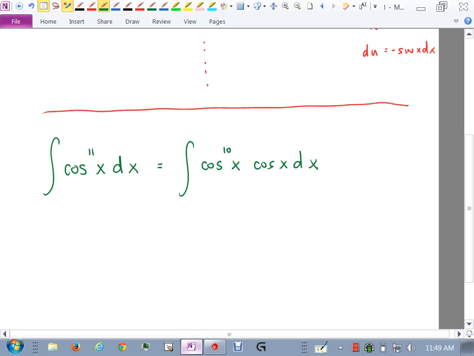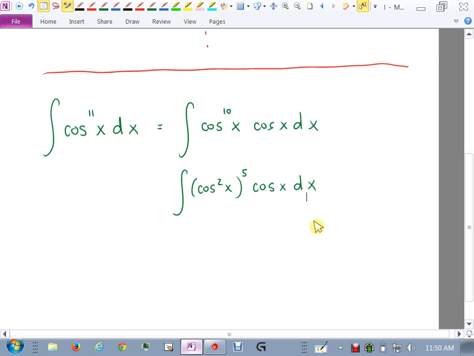Agreed? And that means your cosine x dx is going to be your du, which means it has to come from sine, which means you need to turn your cosine to the 10th power into sines. So I could convert this over to cosine squared x to the 5th power cosine x dx. Right? Cosine squared to the 5th, you multiply, 2 times 5 is 10. But cosine squared written in terms of sine is 1 minus sine squared x. Then all that to the fifth, then cosine x dx.